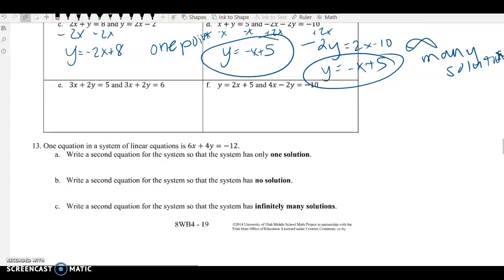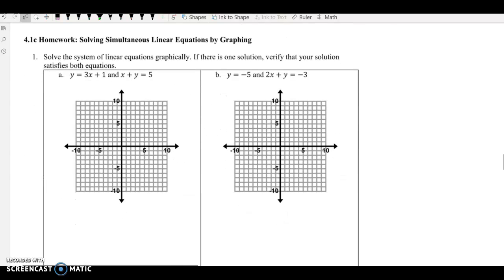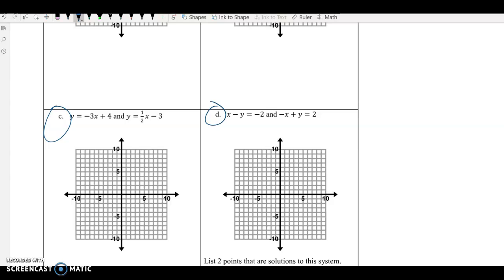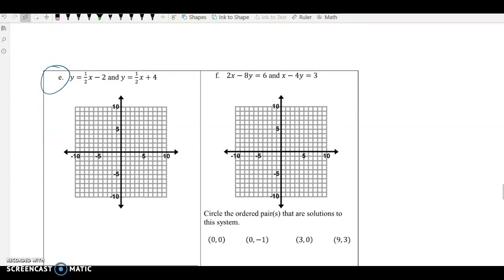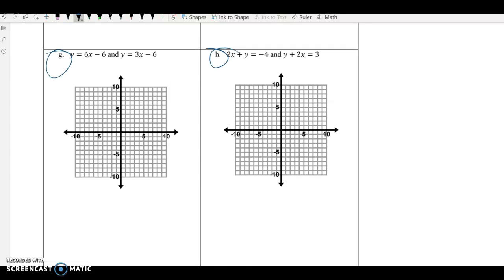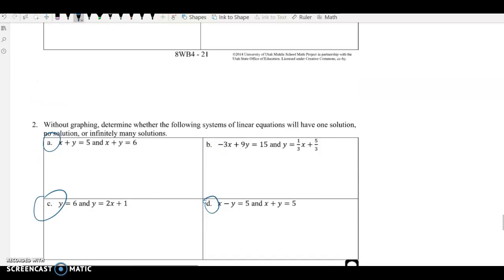Okay, so what I want you guys to do for homework tonight is go ahead and do A, B, C, D, E, you can try F, G, and H. Okay, without graphing determine, I'm going to also have you do A down below, and D and C. All right, we will go over this tomorrow in class.